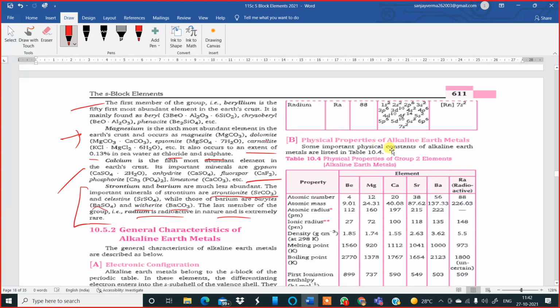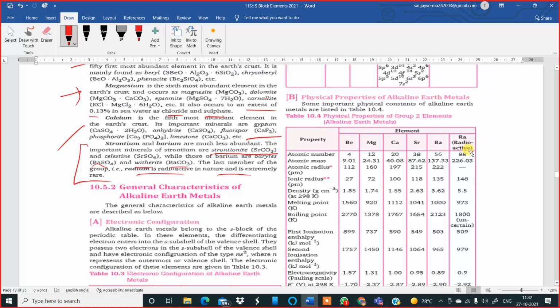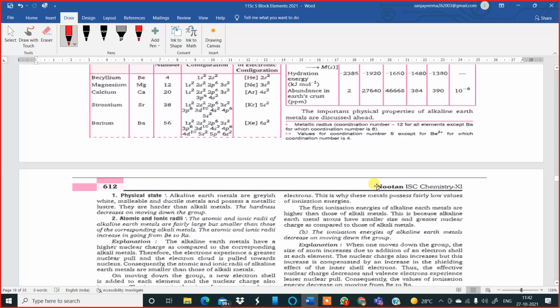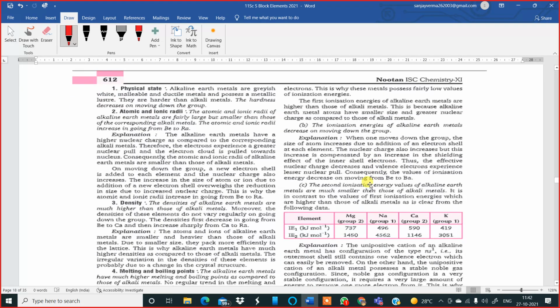Then we come to the physical properties of alkaline earth metals. This chart is just a comparative visual chart which you can go through to compare their boiling points, density, electronegativity, hydration energy, or abundance in the earth's crust. But more importantly, we'll discuss the properties over here.